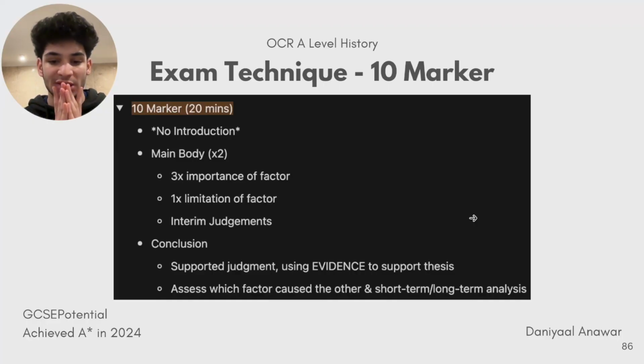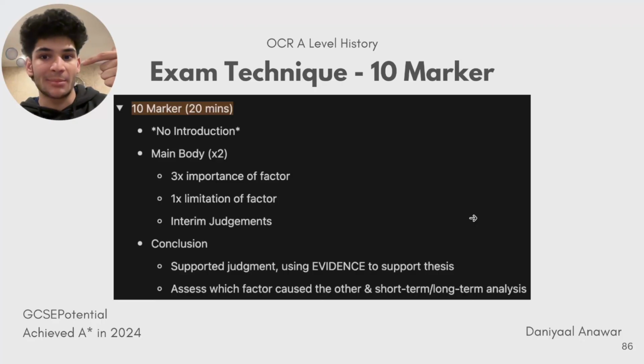I think a good way to do this is by talking about which caused the other, and also short-term, long-term analysis. So which caused the other? Let's say your question was about the leadership of Songhai and the fall of the Mali Empire. So which factor caused the other? Were it not for the fall of the Mali Empire, then the Songhai Empire couldn't have risen, right? You needed the Mali Empire to fall. Therefore, you could argue that Mali was more important.